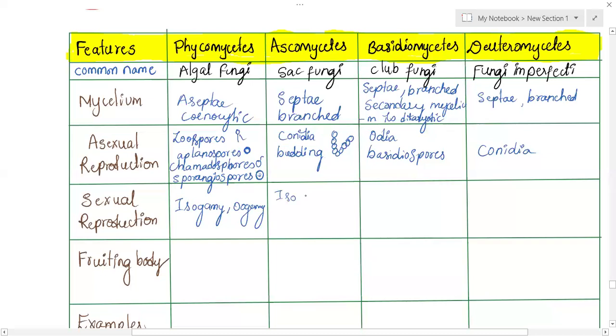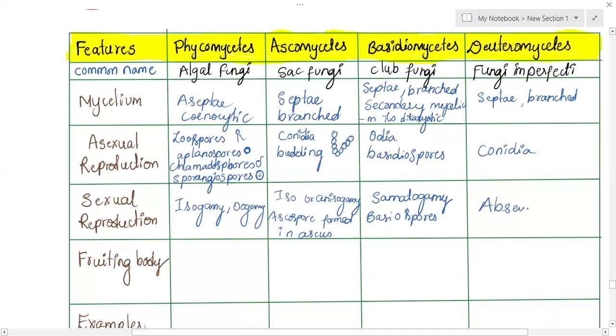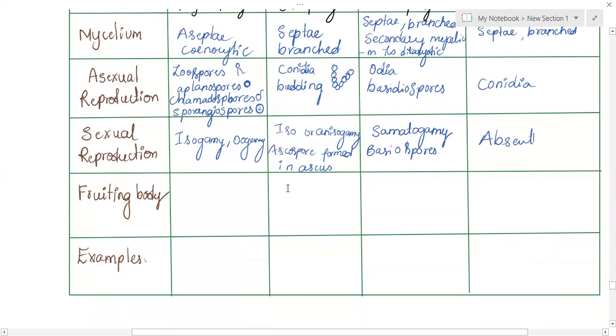Here iso or anisogamy. Ascospore formed in ascus. Then somatogamy, deciduospores. In the deuteromycetes, there is an absence of sexual mode of reproduction. This is very important. Because of this, it is considered as fungi imperfecti. Then the fruiting body in phycomycetes is zygosporangium.